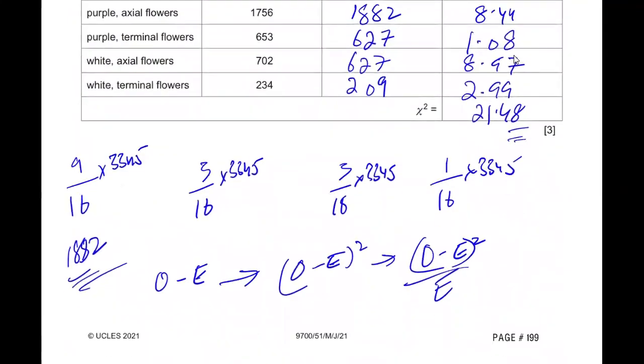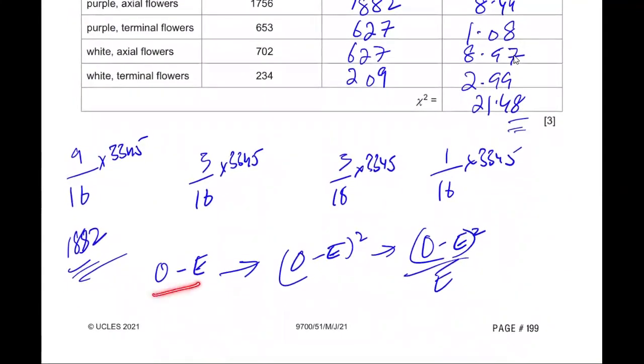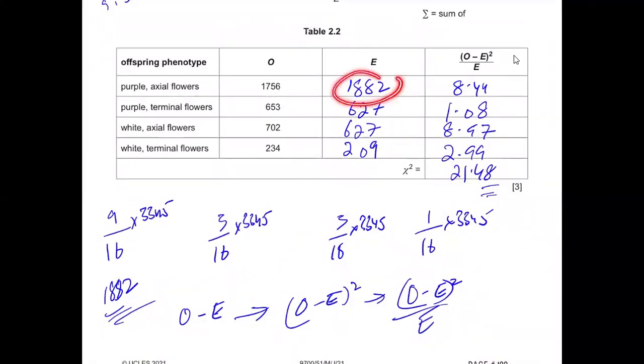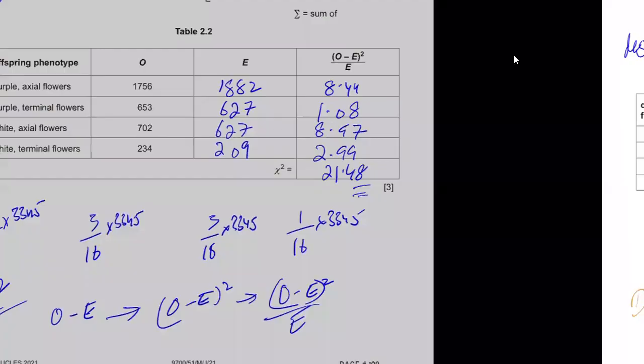Then our first column is O. Then we need O minus E, which means we subtract the expected value from the observed value, for example 182 from 1756, to get O minus E. Then we take the square of that, and (O minus E) squared over E will be our answer. We add this answer in the last column, and when we add up the last column together, we get the summation of the chi-squared values. Here in this case, it is 21.48.